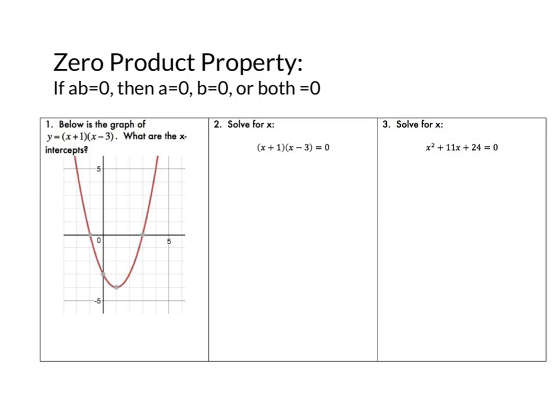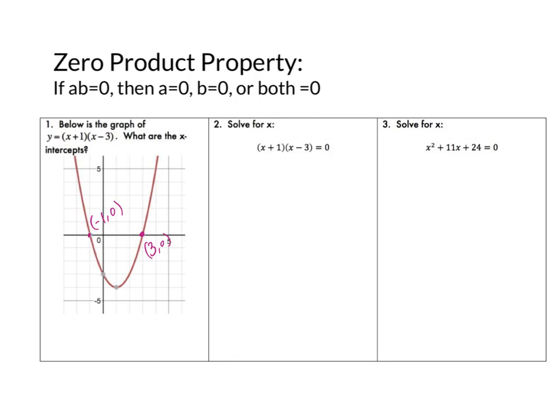Why 0? Because, as we mentioned earlier, all along the x-axis, y equals 0. This is negative 2, 0, negative 1, 0, 0, 0, 1, 0, 2, 0. So all along the x-axis, y always equals 0. So on this first part, my x-intercepts are positive 3, 0, and negative 1, 0.